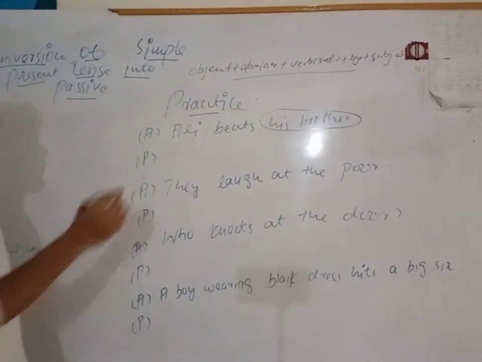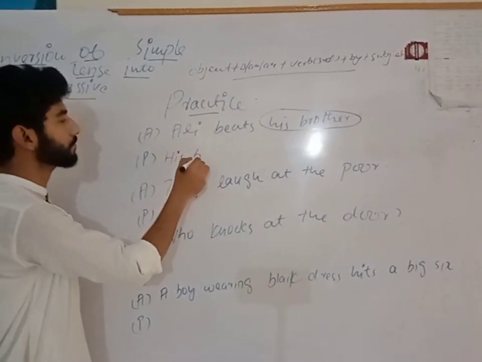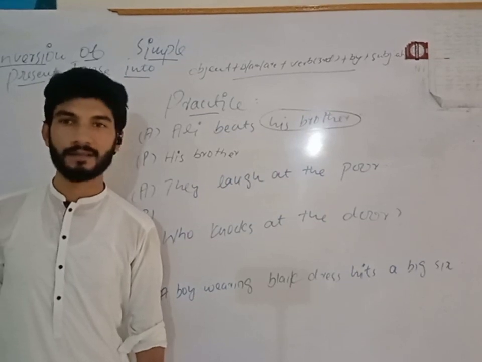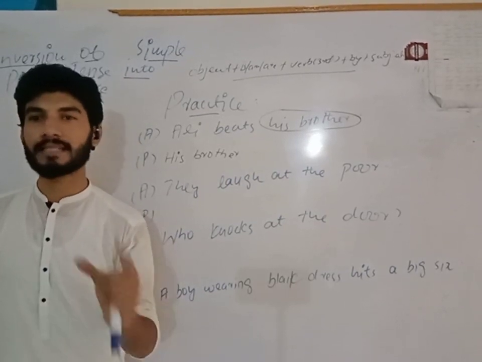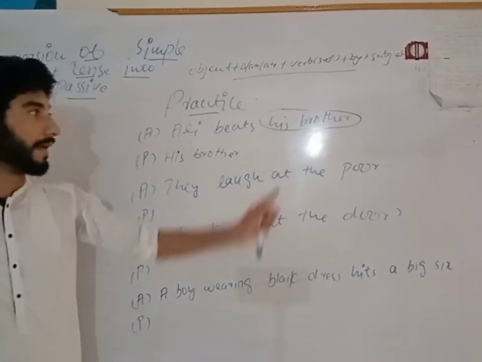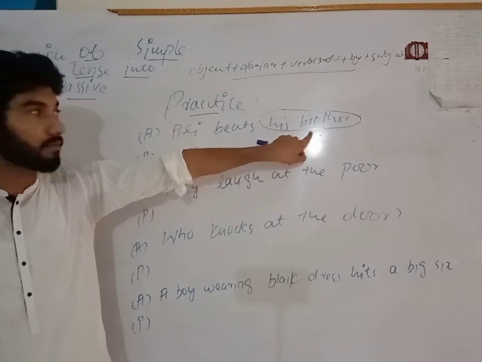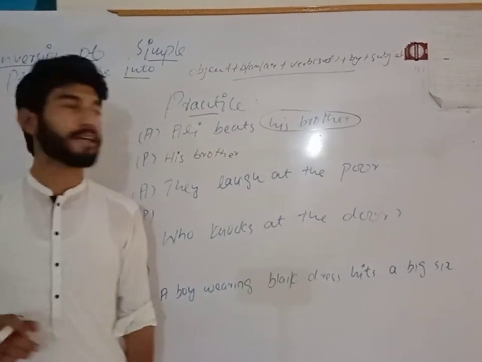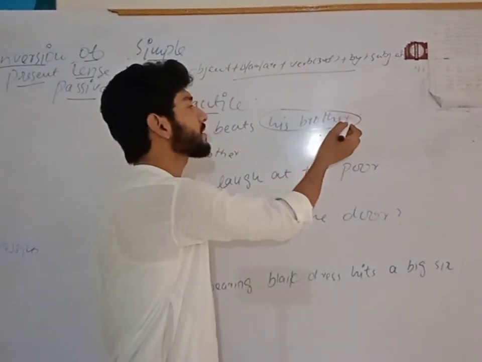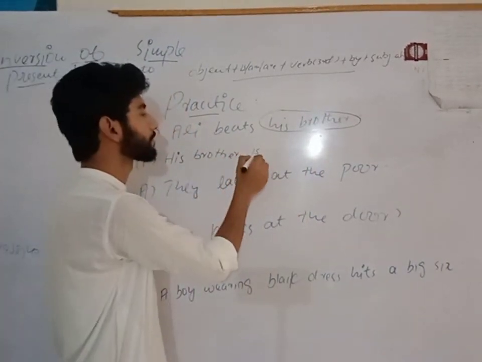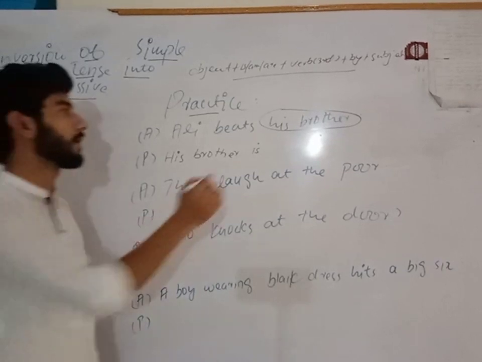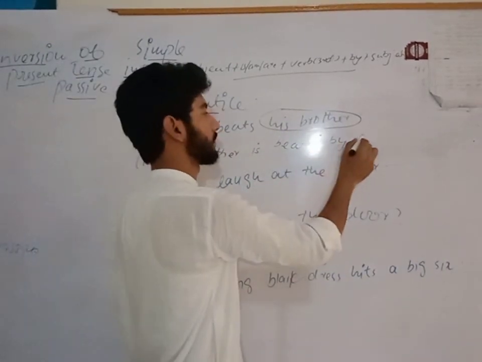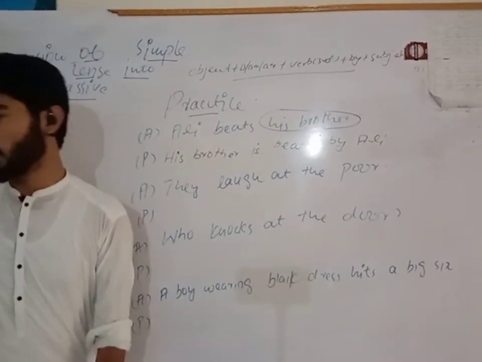Now according to this structure, the object is brother. It will take is, are or am? It will take is because it refers to a single person, his brother. His is used as an adjective, while brother is a noun, so it is used as a single person. If I had written his brothers, then I would have used are. His brother is beaten by Ali. Got it? It's all about that.